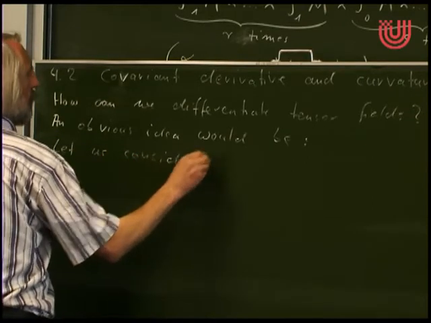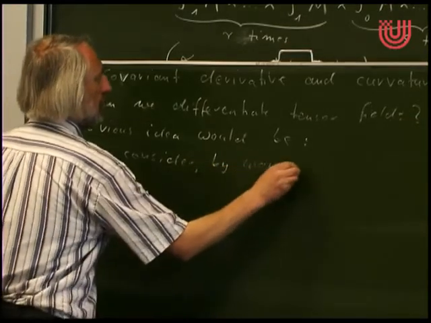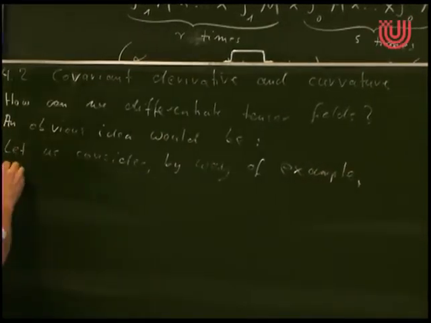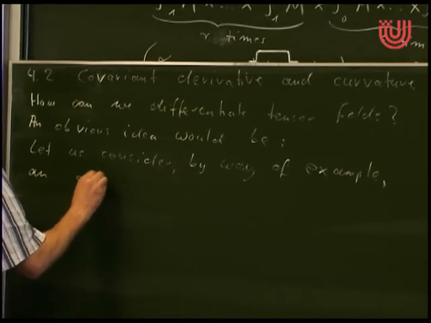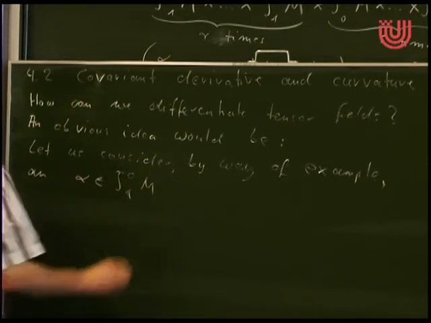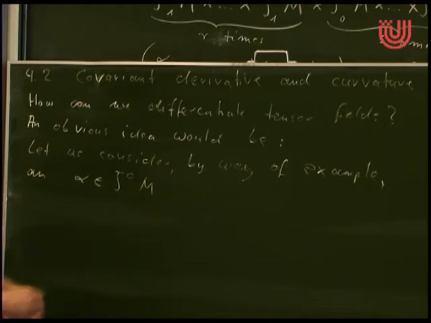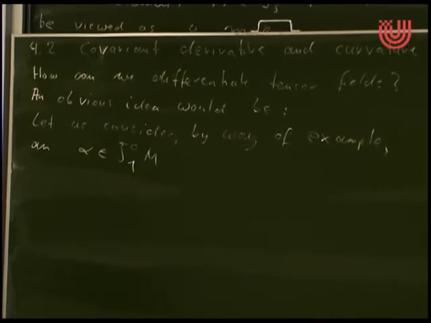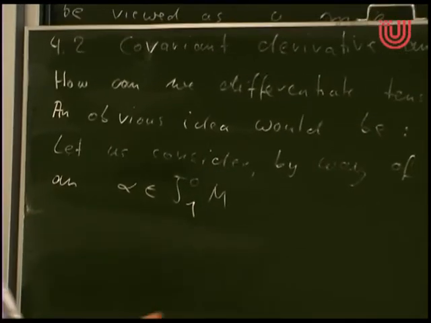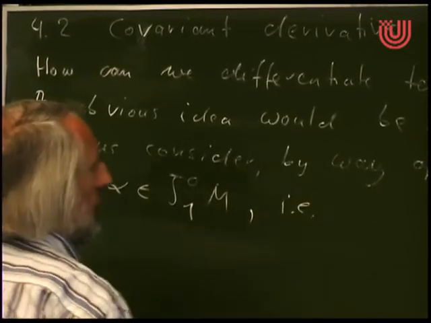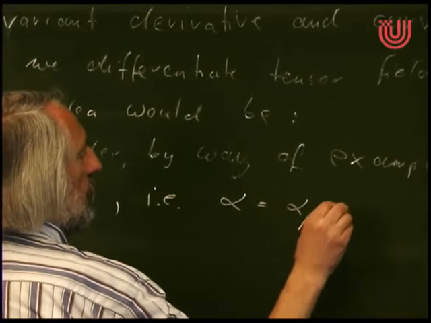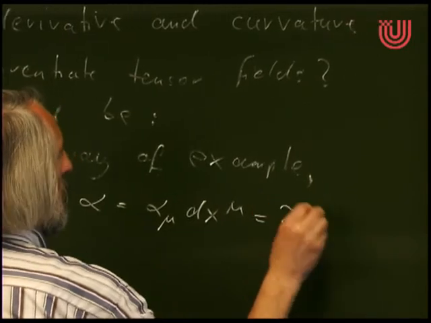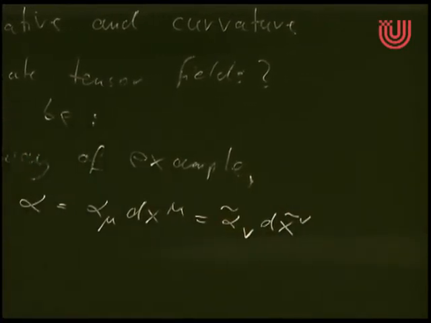Let us consider, by way of example, an alpha of T01. This will be enough to explain why it doesn't work. This means in a chart we have alpha mu dx mu, or if somebody uses another chart, you would have alpha mu twiddle dx mu twiddle.